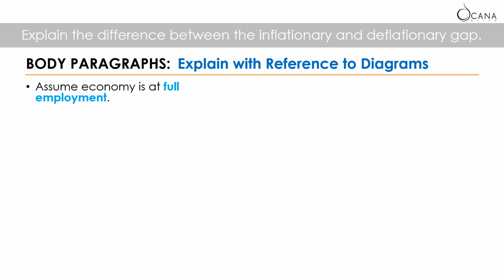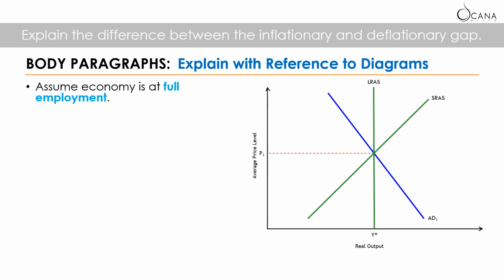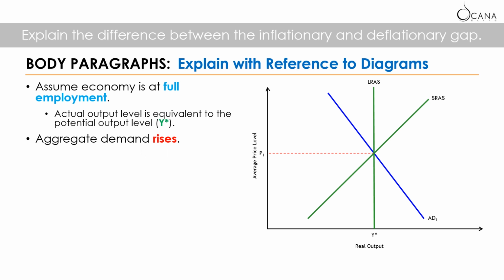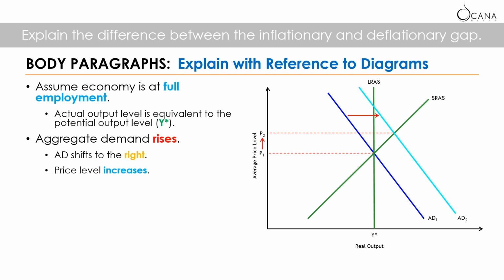Now, let's talk about inflationary gap. It's the flip side of the coin. So we start at full employment level, where the economy is at full employment. And now, aggregate demand rises from AD1 to AD2. Price level increases from P1 to P2, and real output level increases from Y star to Y2.